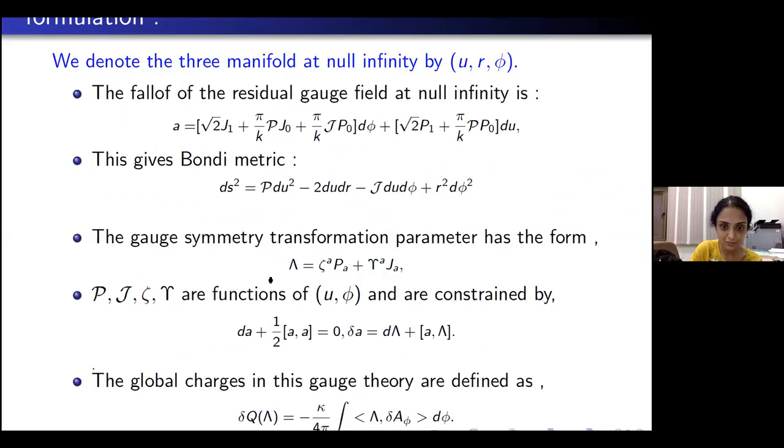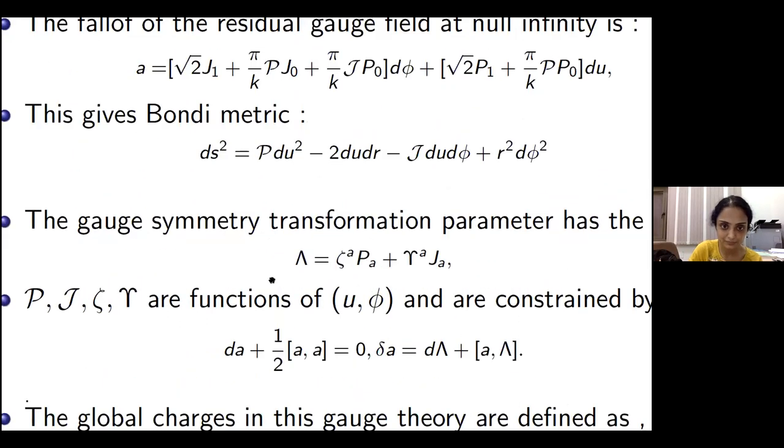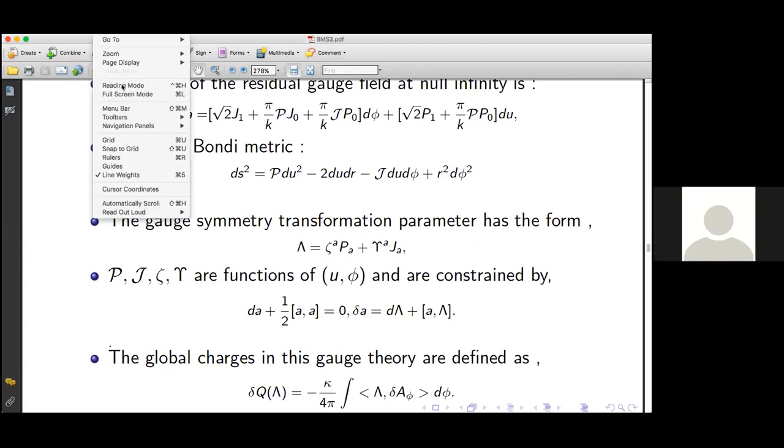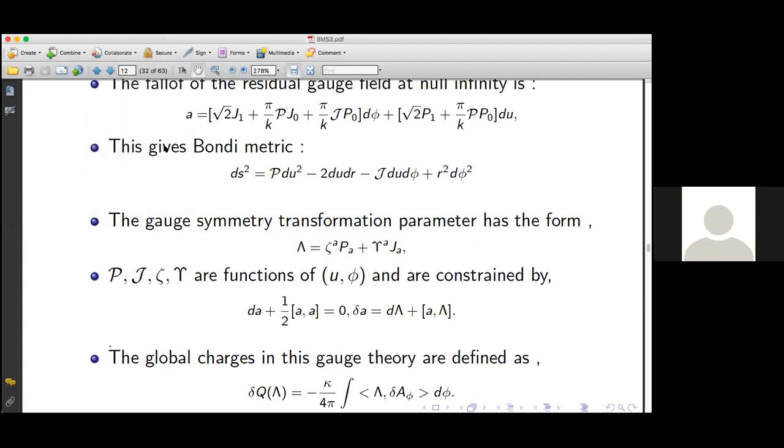Sorry, I'm so poor with this. I don't know. Sorry, guys. Can you all see it? Yeah, I can see it. Yeah, just full screen. Sorry again. No problem.